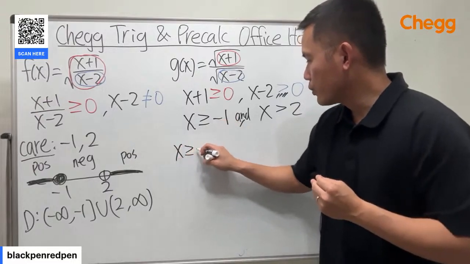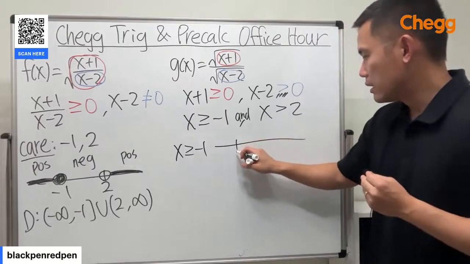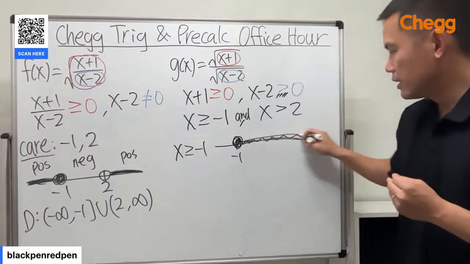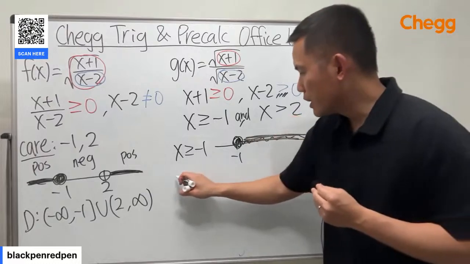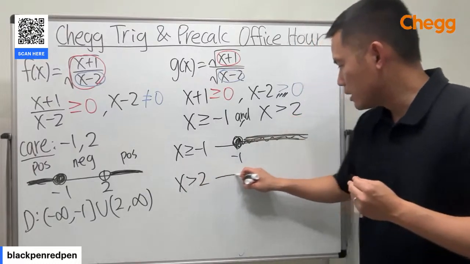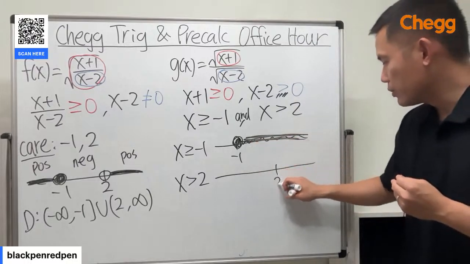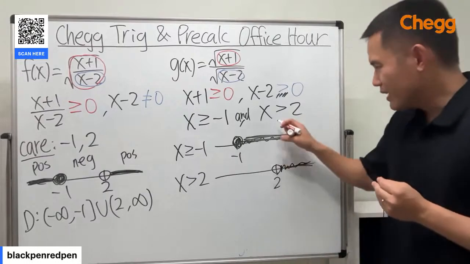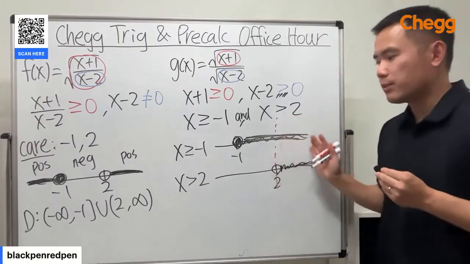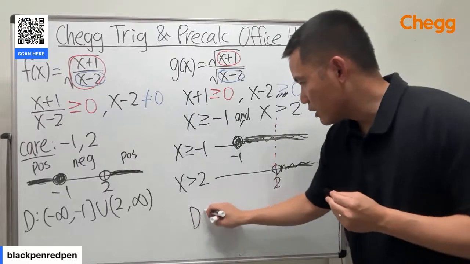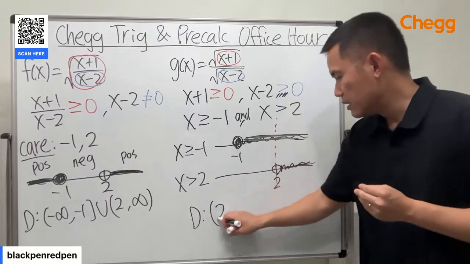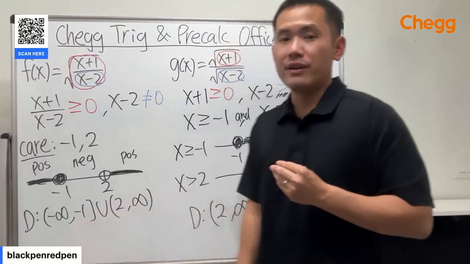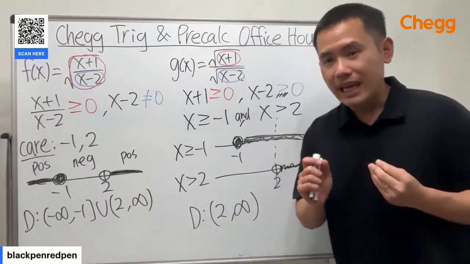If you look at x is greater than or equal to -1, this is the number line for that. And if you're looking for x is greater than 2, let's make a mark right here, 2, open circle, and go all the way here. And you're looking for the intersection, which is this portion. So the domain is 2 to infinity. You do not have this part right here.